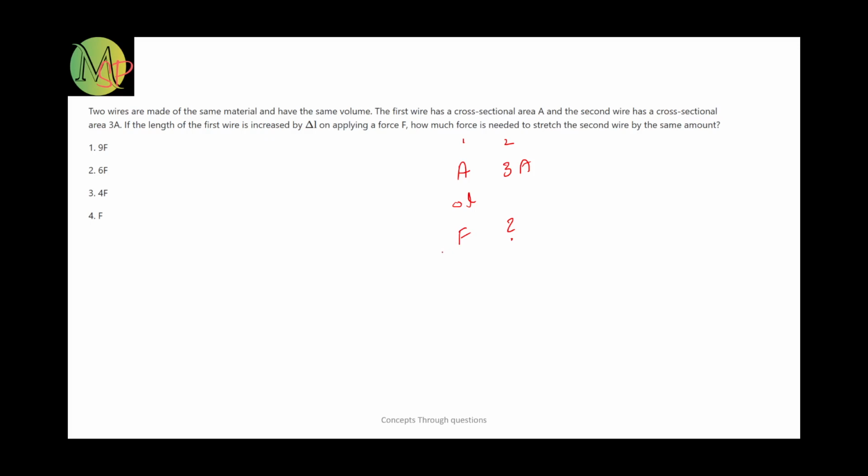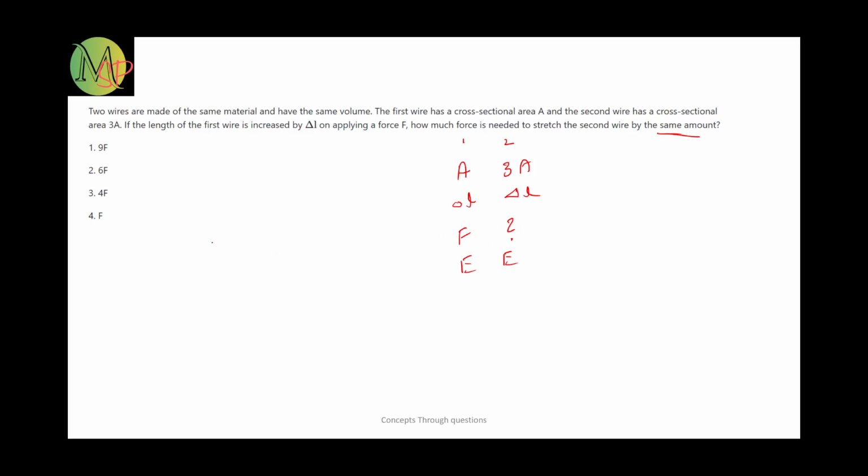Two wires are made of the same material and have the same volume. The first wire has cross sectional area A and the second wire has cross sectional area 3A. If the length of the first wire is increased by delta L on applying a force F, how much force is needed to stretch the second wire by the same amount? By the same amount means this is also delta L. Young's modulus E is also the same. So only force is asked.